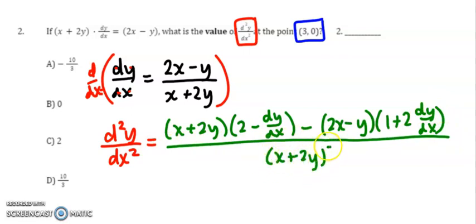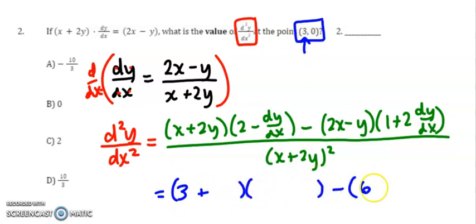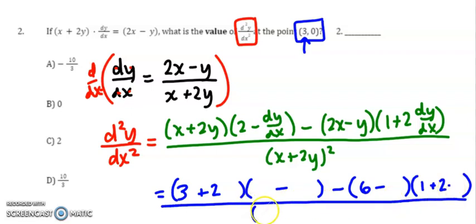Notice that every time I take the derivative of y, I use a dy/dx, all over low squared. Now that I've taken the second derivative, it is safe for me to plug in the point (3, 0). So everywhere I see an x, I'm going to replace it with a 3. So this will become a 6. Oops, there should be a minus there. 1 plus. There was a 2 there. Sorry, I'm just setting myself up. This will be 3 plus 2.